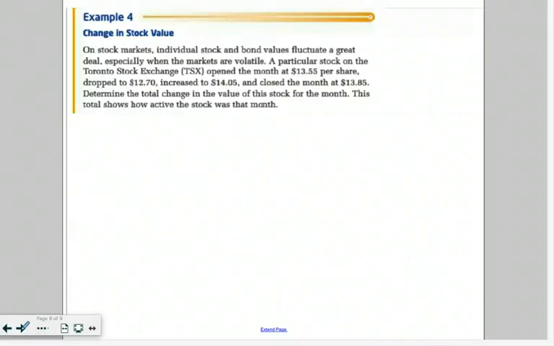All right, so we're just going to finish up here just by looking at a word problem example. So this one talks about stock markets and the change in stock value. So in stock markets, individual stock and bond values fluctuate a great deal, especially when the markets are volatile, right?